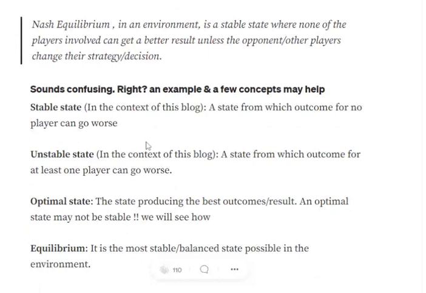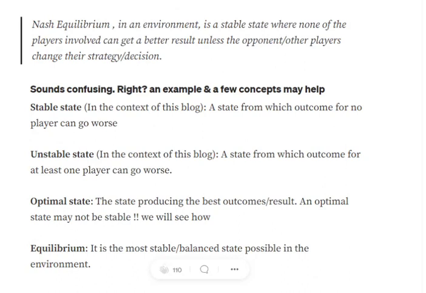One is stable state, a state from which the outcome for no player can go worse. This is very important. It can improve but can't go worse. This is called a stable state. An unstable state, the opposite of that, means the output can go worse for one of the players. An optimal state is the one which produces the best result considering both the players. So we will see in the example what an optimal state is. An equilibrium is the most stable or balanced state possible in the environment.